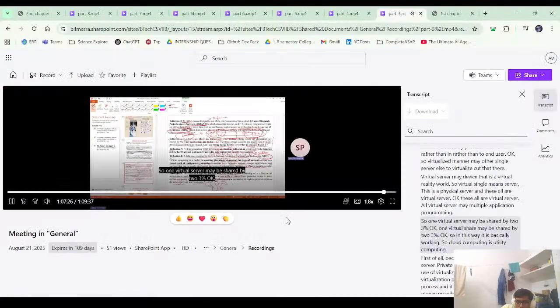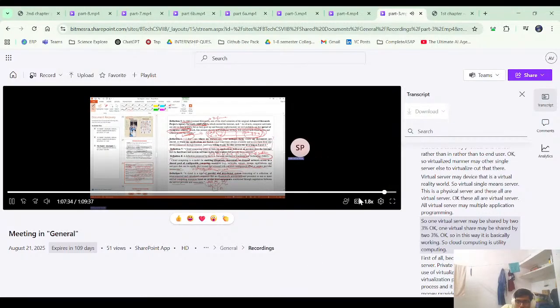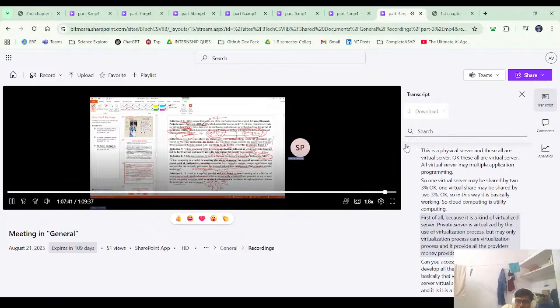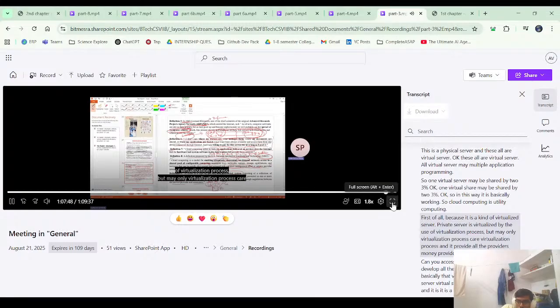So one virtual server may be shared by 2-3 users. Okay, so in this way it is basically working. So cloud computing is utility computing, first of all, because it is a kind of virtualized server. The private server is virtualized by the use of the virtualization process.